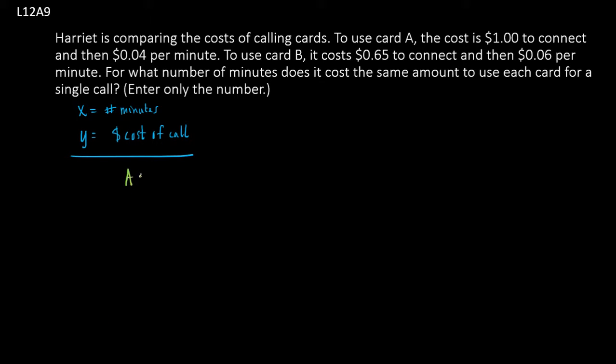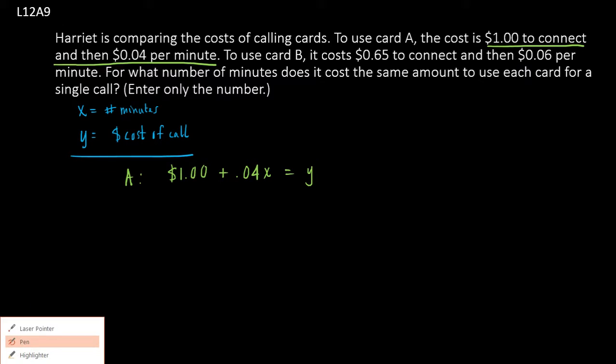For card A, it costs $1 to connect and then 4 cents per minute for every minute after that. So it costs $1 to connect and then 4 cents per minute after that. So to represent 4 cents per minute, we write 0.04x. And that's going to tell us y, the total cost of the card. So again, y, the total cost of the card, equals $1 plus 4 cents for every minute after.